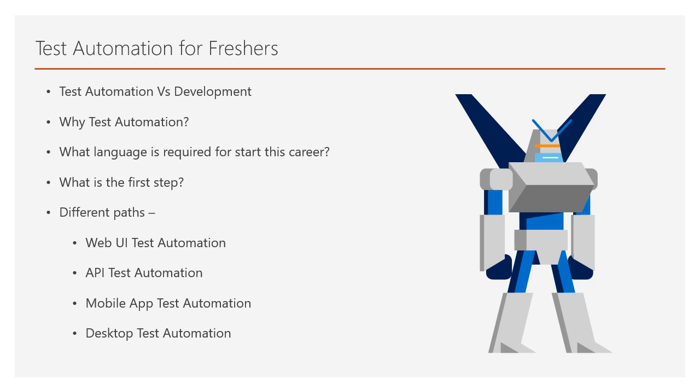So what is the first step? If you want to learn test automation, you need to choose a tool. There are several tools available to build the automation script. The most popular one is Selenium. It's open source, and we can also choose other tools, but since we need to start with Java, you can start learning Selenium.